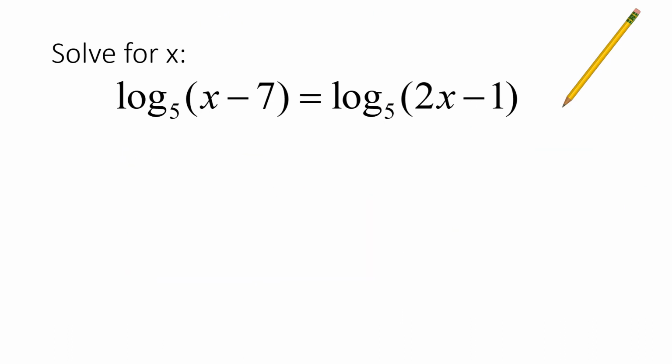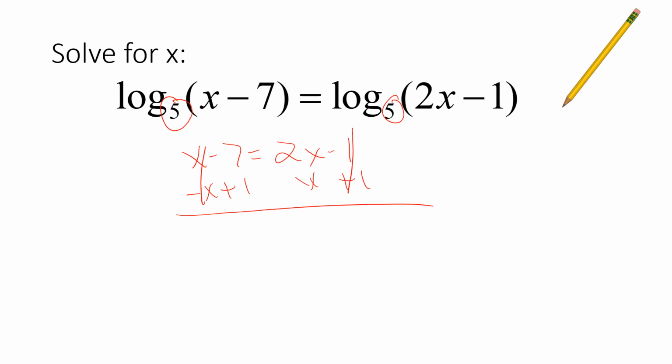Okay, example number 2. We have the same thing as example number 1. We have the common base of 5 for both logs. So all we have to do is set x minus 7 equal to 2x minus 1. Then we subtract x from both sides and add 1 to both sides. This cancels and this cancels, leaving us with negative 6 is equal to x. So that's our answer, but we want to check for extraneous solutions.